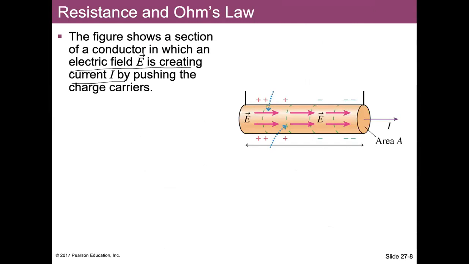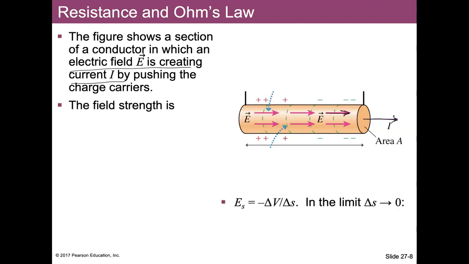So we have our current I, which goes in the same direction as our electric field, because that's the direction positive charges would move. But in fact, we know that the electrons are moving in the opposite direction. And so they're moving along by this electric field.